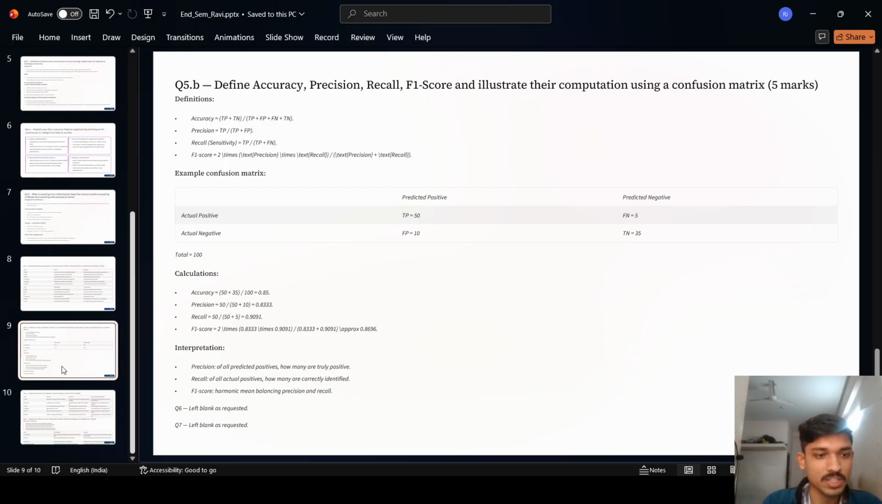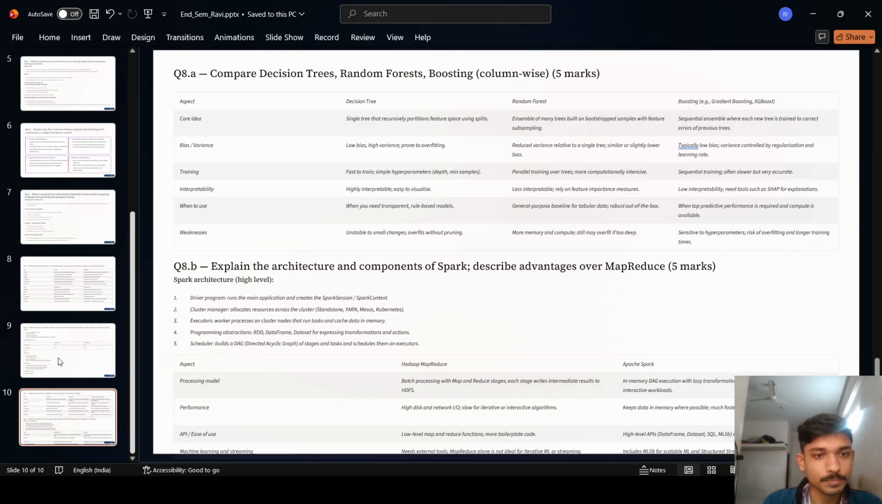So now let's see the next question, which is the eighth. In this we have to compare decision tree, random forest, and boosting. So we will divide it into columns. The first aspect is core idea. Decision tree is a single tree that recursively partitions feature space using splits. Random forest is an ensemble of many trees built on bootstrapped samples with feature subsampling. Boosting, that is gradient boosting, is a sequential ensemble where each new tree is trained to correct errors of previous trees.